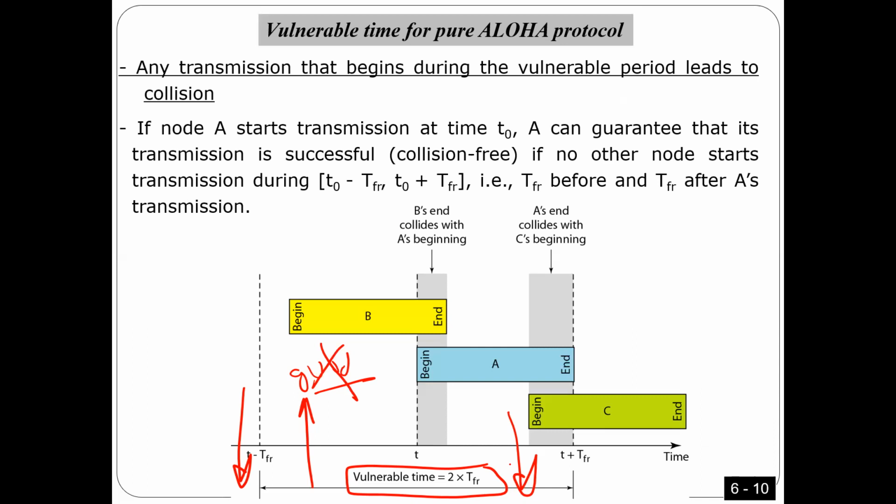Respect. Here, TFR is the transmission time of a frame. When the frame is small, TFR is small. And when TFR is small, the vulnerability period is going to be small, and the frame is going to be less likely to have collisions. You understand what I'm saying?